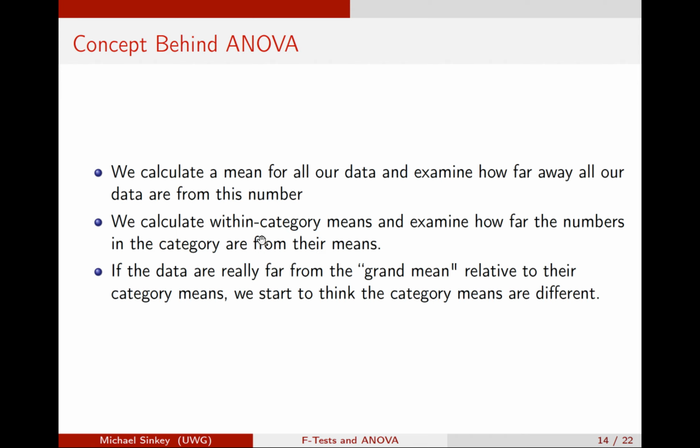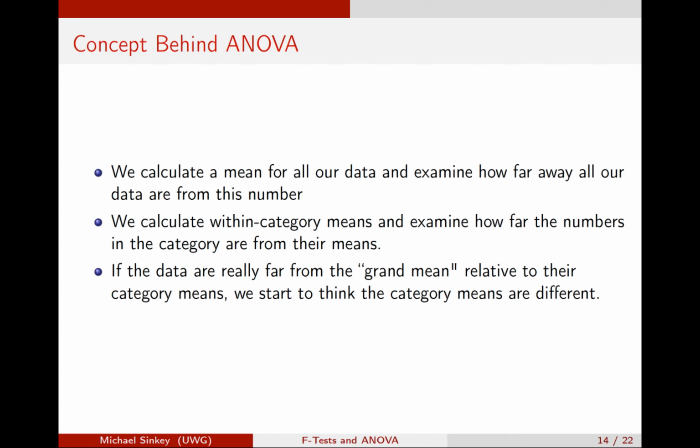So on the first bullet point, I combine all the data together, take the average, and see how far each data point is from that mean. And that's, think of it as within the entire sample, kind of something like a standard deviation. And then I do it just category by category.